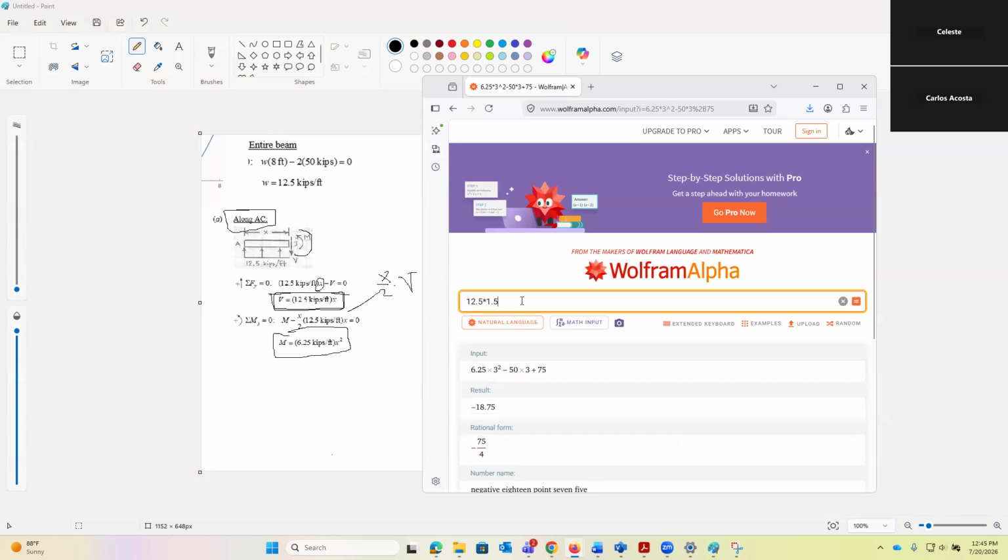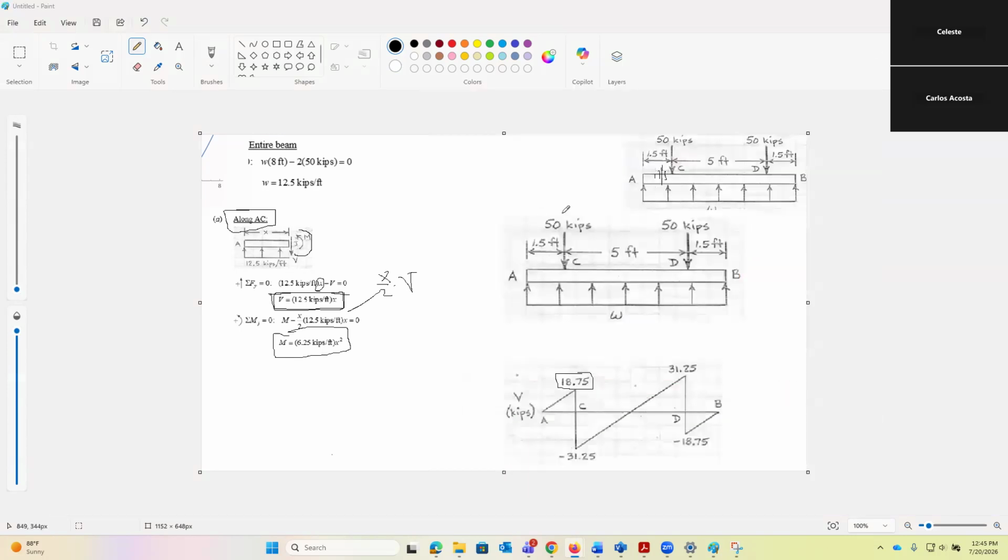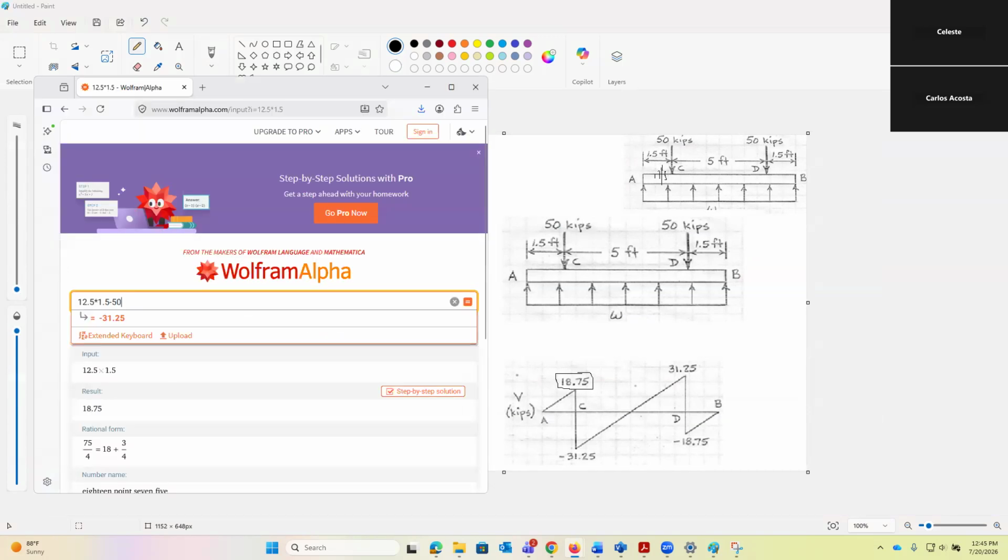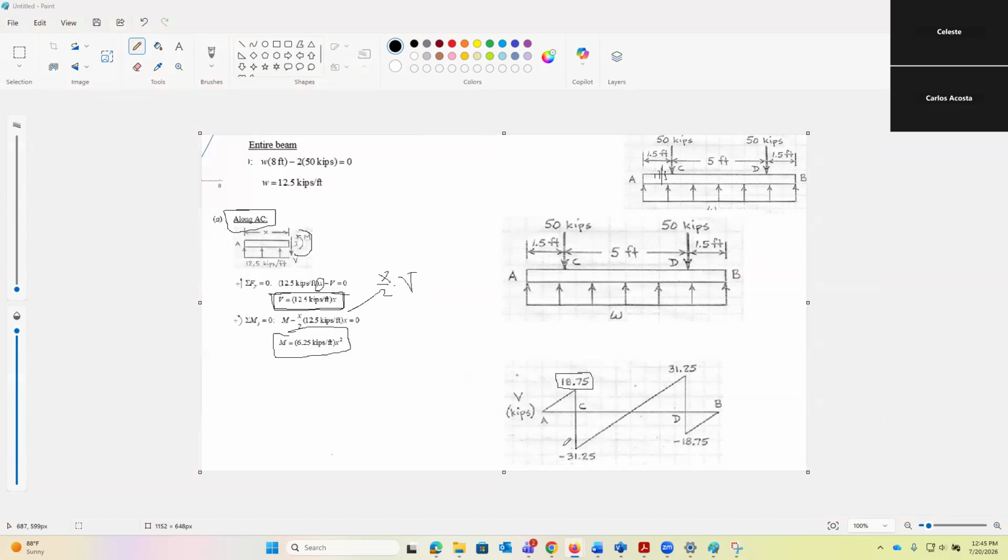So 18.75, good. Then we have a 50 kilopound force. So this one minus 50 goes to negative 31.25. That's exactly right. This whole thing will take you down to negative 31.